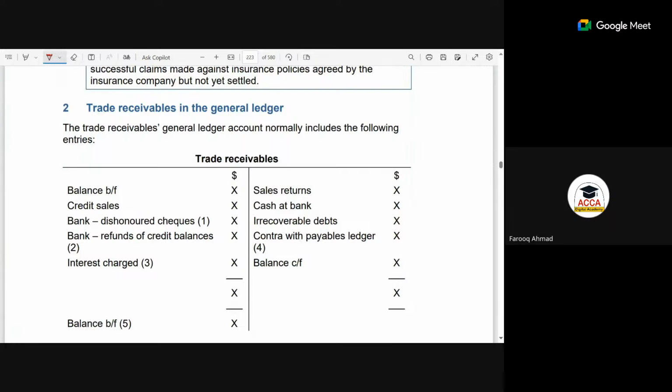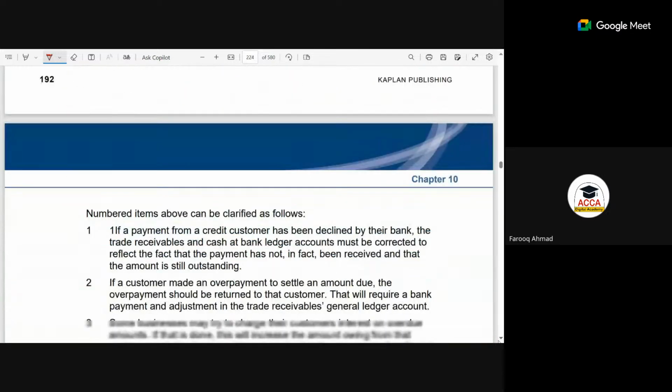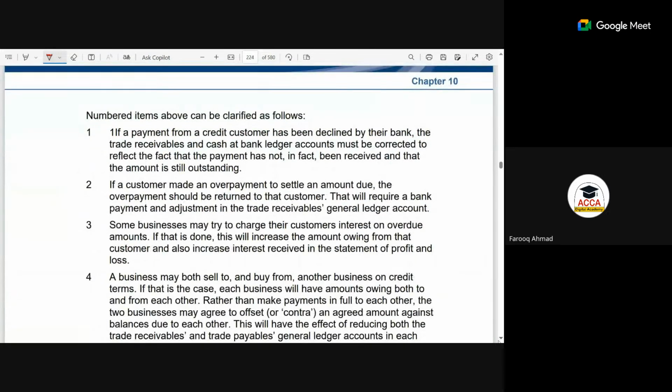Trade receivables in the ledger accounts. So this is the trade receivable ledger account. The trade receivable general ledger normally includes the following entries: a balance brought forward, credit sales. This is a format for your understanding, to recall your previous learnings. The items above can be classified as follows. Go through this one, it is an easy one.